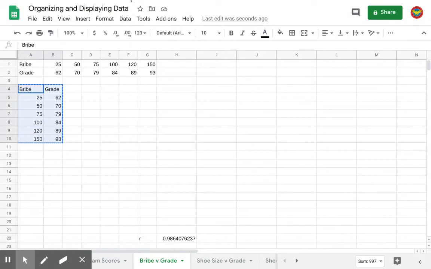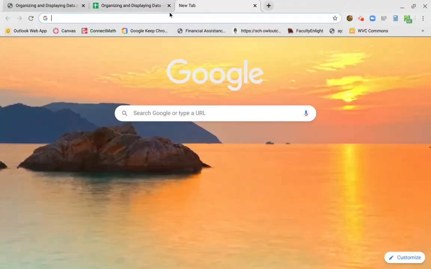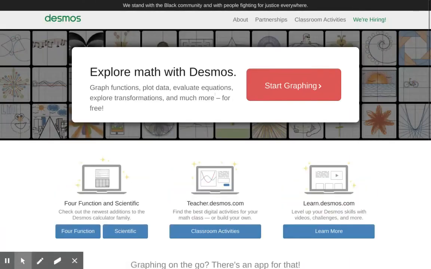I'm going to go ahead and get into Desmos. I'm going to grab a blank tab, type Desmos. Yes, please start graphing.